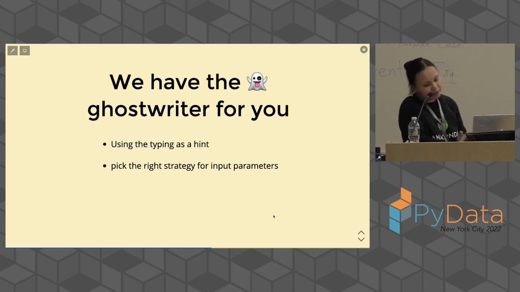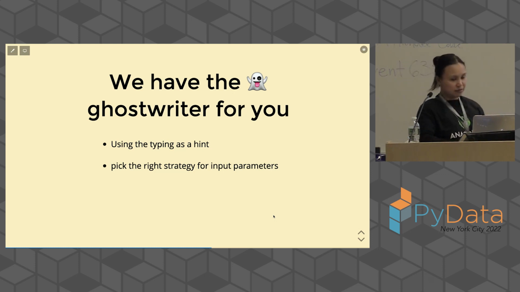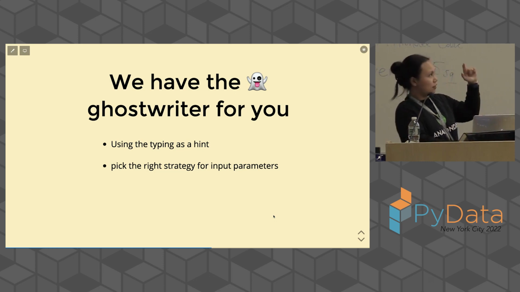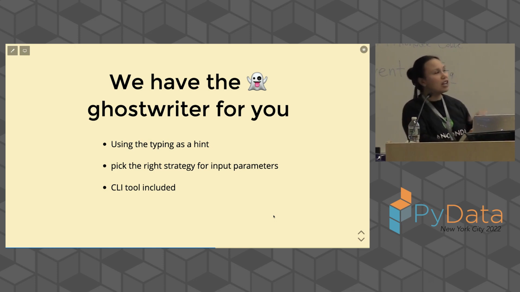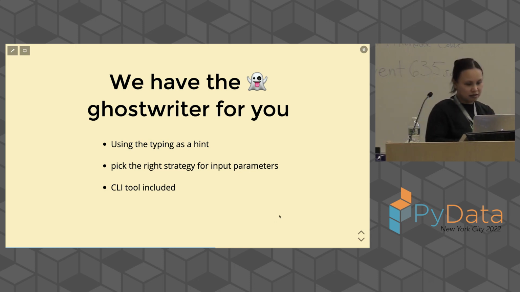Sometimes things are quite straightforward. For example, if you have a string, you just pick the text strategy. If you have a NumPy array, it will pick the right strategy for you if you have the NumPy extra. Because you have told the program what type your variable should be, Ghostwriter will pick that up and write the test with the right strategy for you. It's a CLI tool actually. You can use it in Python code, but I think the most powerful way is to use it as a CLI tool. I will show you how it could be done in a second. I'm just going to finish this slide first.